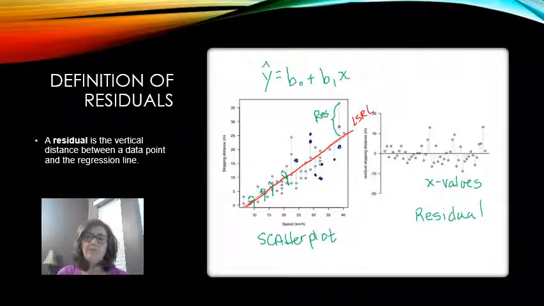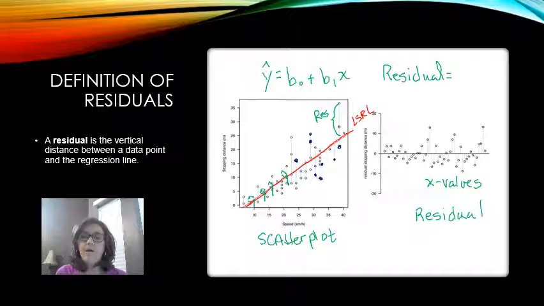Remember that we talked about the formula for residual. The formula for residual is equal to y minus y hat. This one is our actual data point, and this is our predicted data point. So it's our actual minus our predicted.